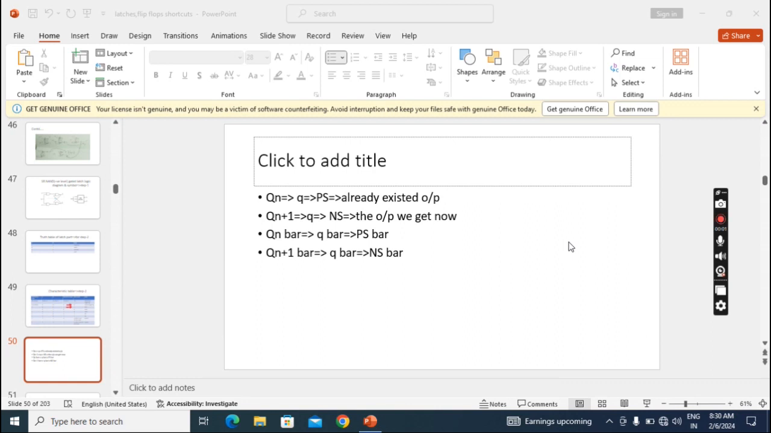In this lecture, we'll discuss present state to next state representation. Generally we represent Qn as present state and Qn plus 1 as next state. Present state means already existed output. Next state means the output we get now. Sometimes you may confuse what is Qn, Qn plus 1 and what is Q bar.